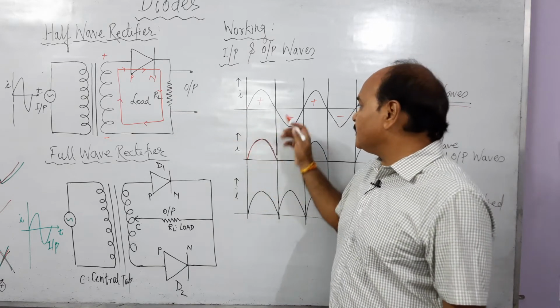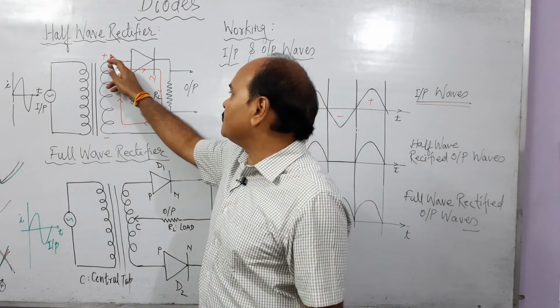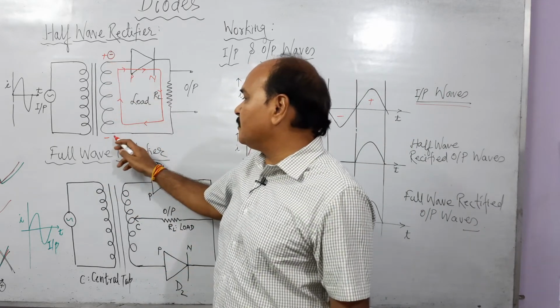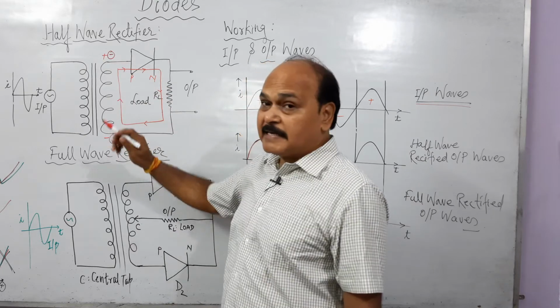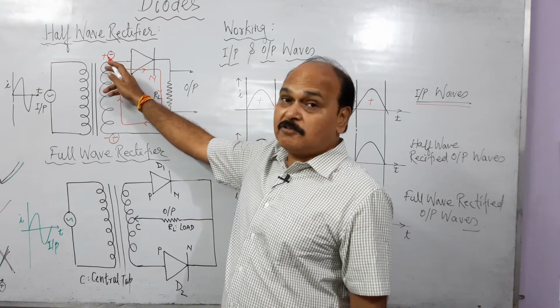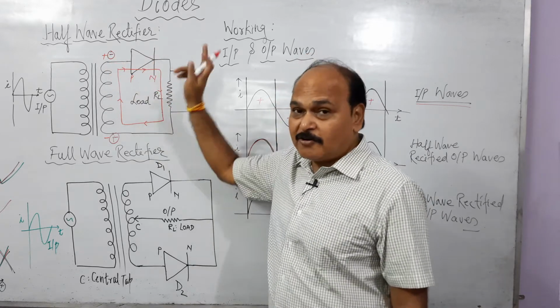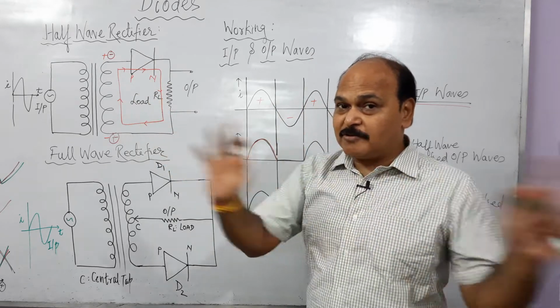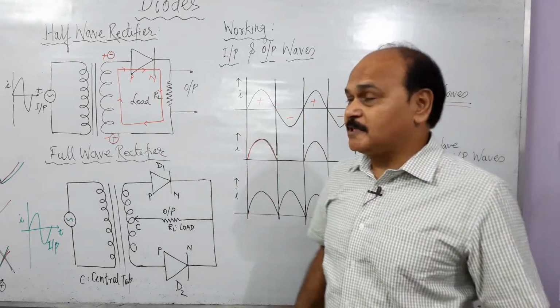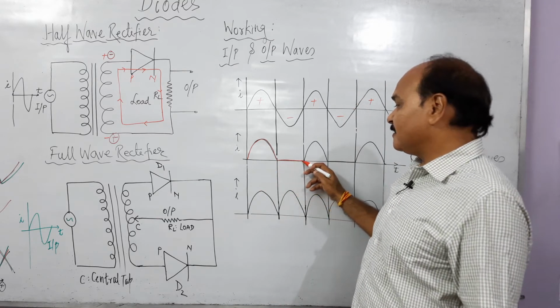But what happens, children? In the next half, the polarities are reversed. This end which was positive becomes negative and this end which was negative becomes positive. So in the second half, when polarities are reversed, see, this P is connected with what? Negative terminal of the battery. Diode is reverse bias, and the diode is reverse bias means it is not going to conduct. It is going to behave like an open circuit. So the current in the circuit is what? Zero. This is the current.